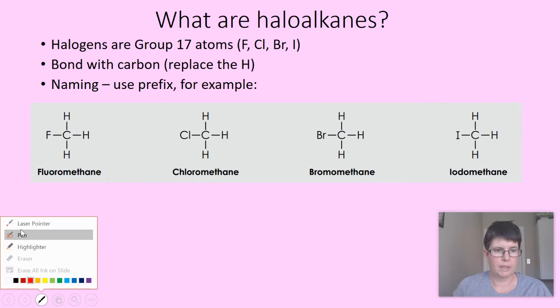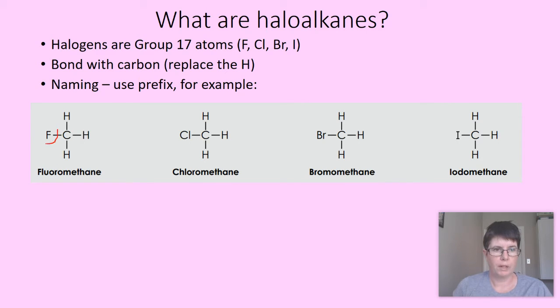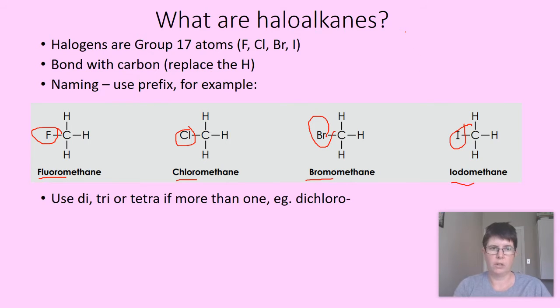So we have a look at some of the names here. We've got a fluorine atom attached to a methane atom, so we've got fluoromethane. And then we've got a chlorine atom, so it's chloromethane. A bromine atom would be bromomethane, and an iodine atom would be iodomethane. Okay, so those are the names of the side chains that you need to learn.